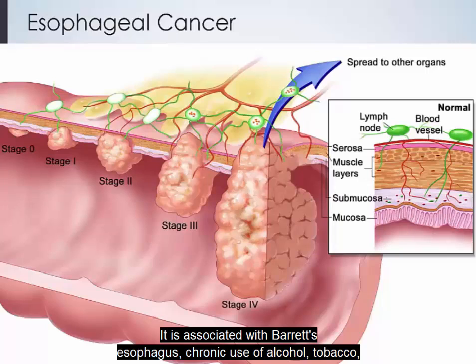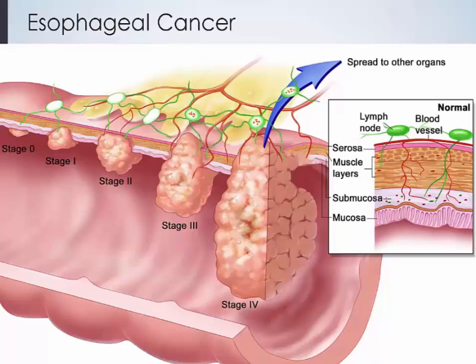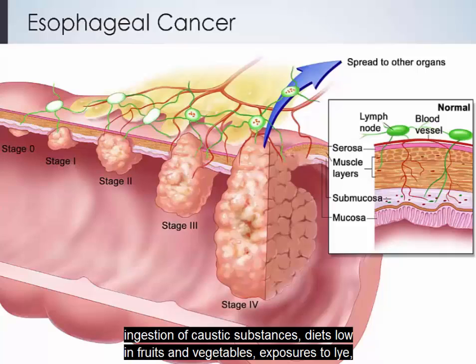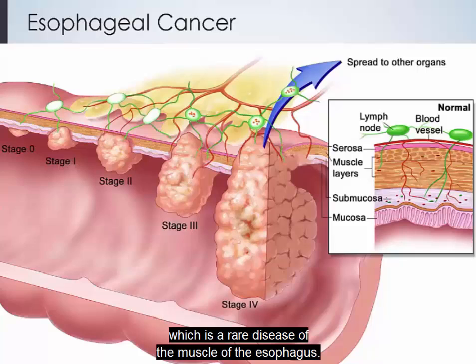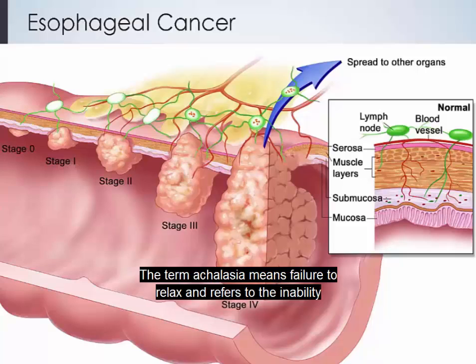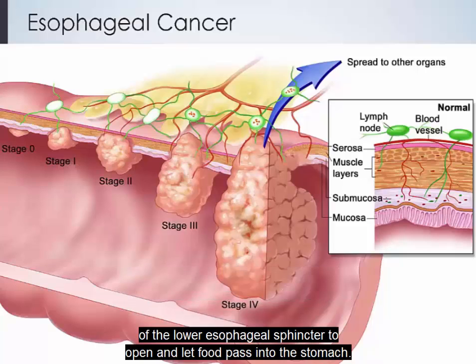It is associated with Barrett's esophagus, chronic use of alcohol, tobacco, ingestion of caustic substances, diets low in fruits and vegetables, exposures to lye, asbestos, and metal, and a history of achalasia, which is a rare disease of the muscle of the esophagus. The term achalasia means failure to relax and refers to the inability of the lower esophageal sphincter to open and let food pass into the stomach.